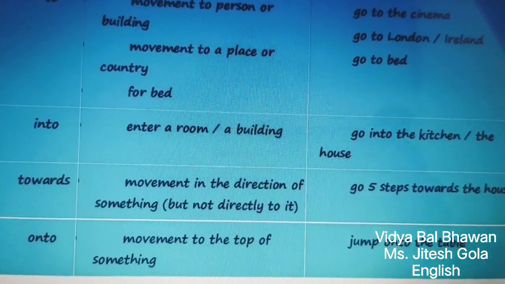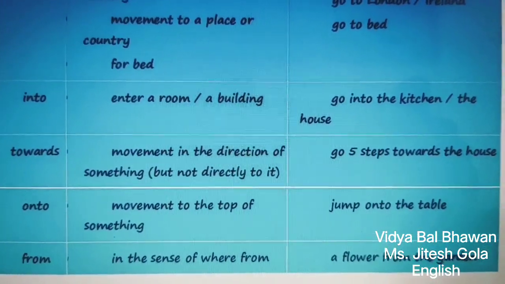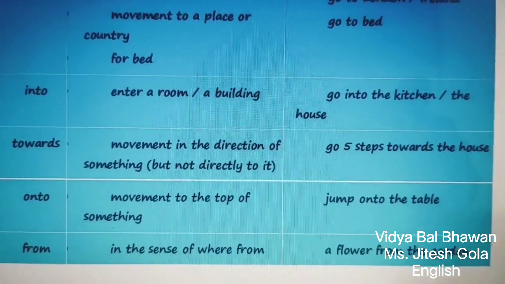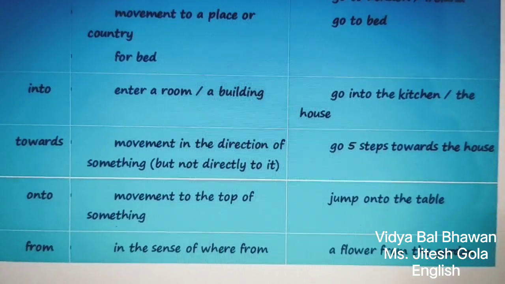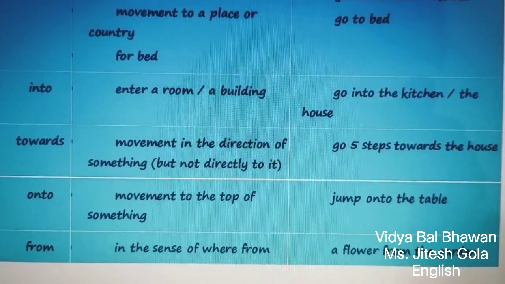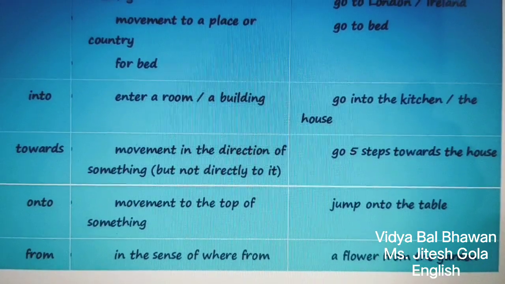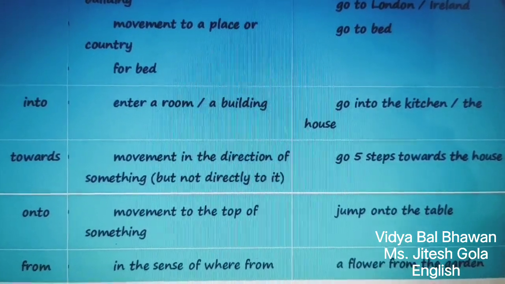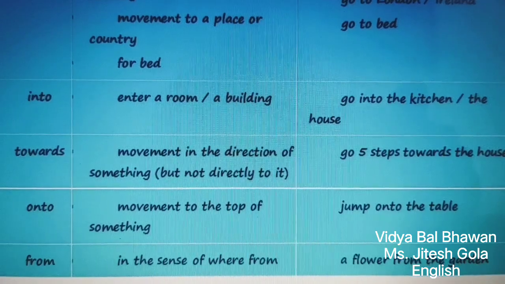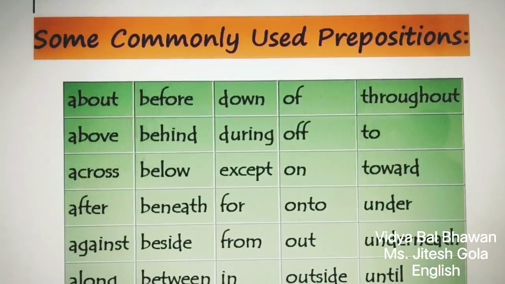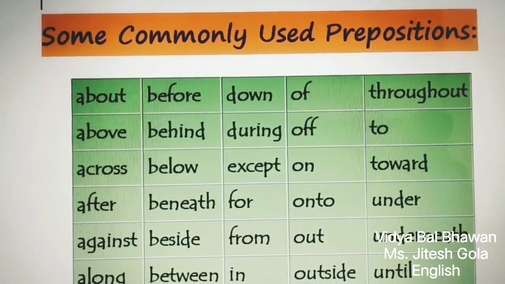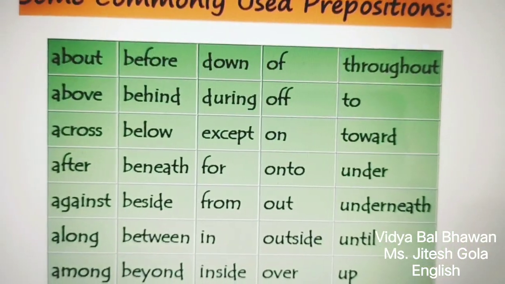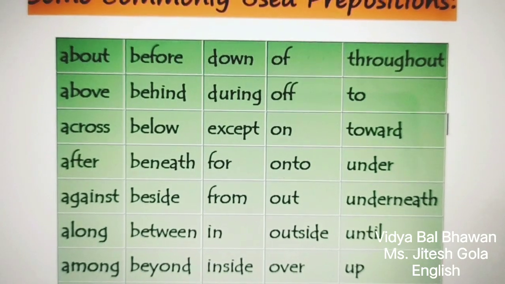Then the next one, from, in the sense of where from, a particular place we are talking about. A flower from the garden, a book from the library. So in this manner you can use the different prepositions. So here we can see that these are some of the commonly used prepositions. All of you can go through it, use these and frame your sentences.